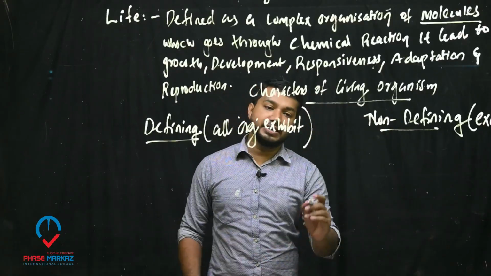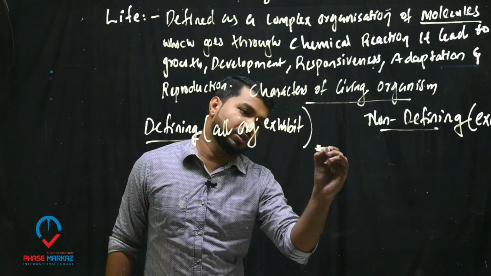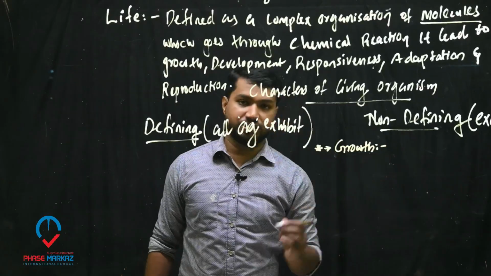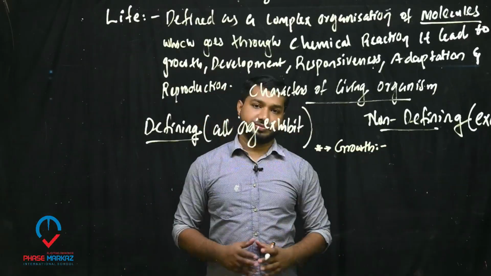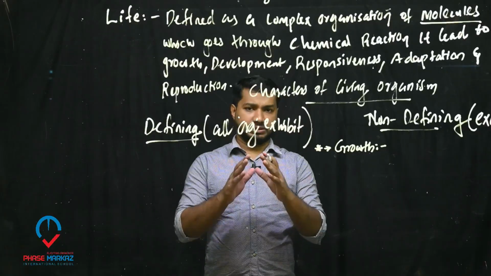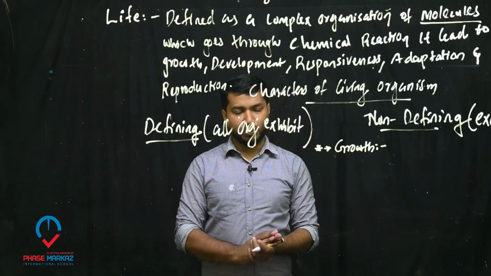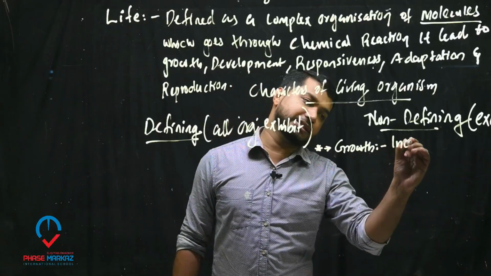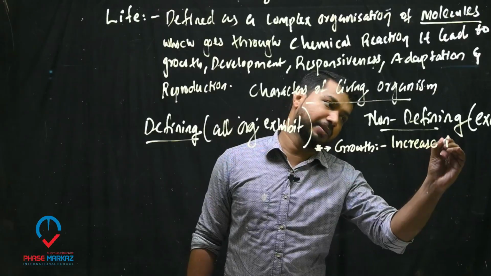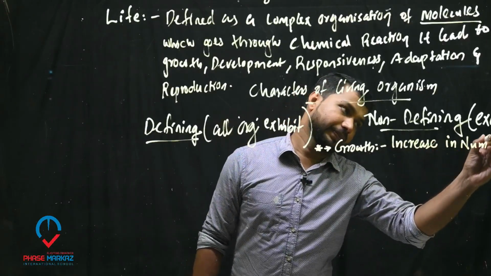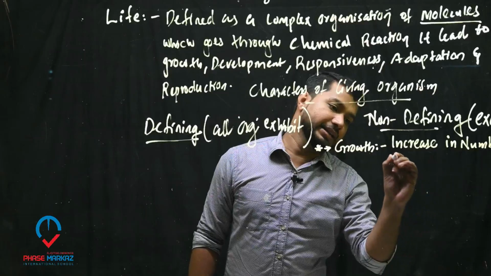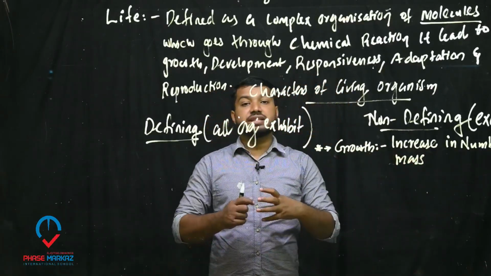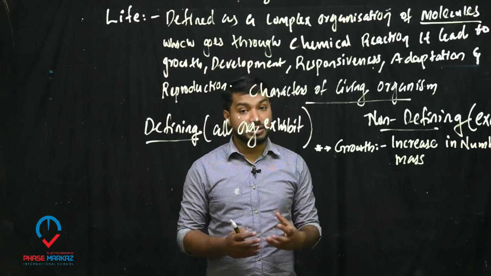So first we are going to discuss the non-defining characters. In the non-defining characters, the first one is growth. All of you know the direct meaning of growth. What is the definition of growth? Growth means increase in number and increase in mass. So growth means increase in number and increase in mass.